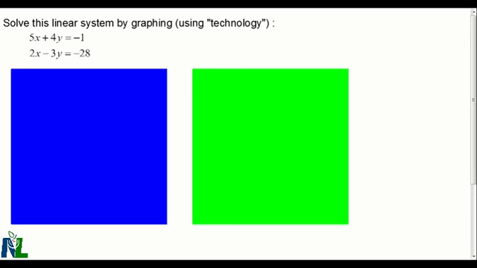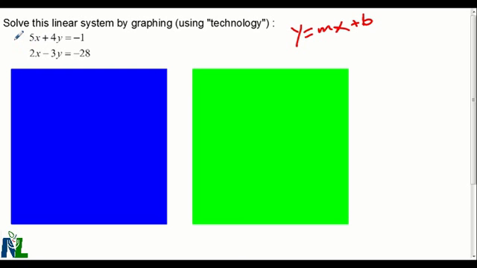I'm going to solve this linear system by graphing. In particular, I'm going to use a TI-83 Plus to do the graphing. First, I'm going to rearrange both equations. I'm going to get them both in the y equals mx plus b form. That's the form I need them in order to enter them into the graphing calculator.